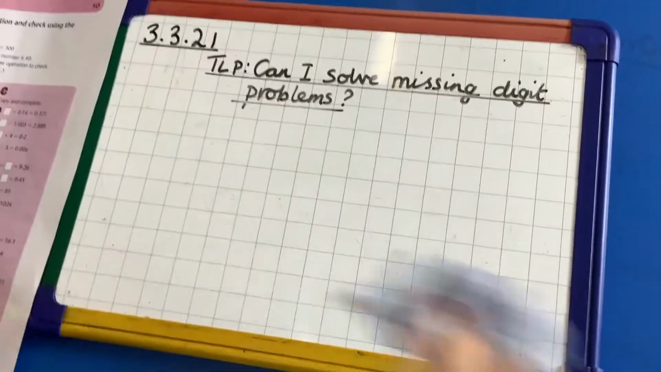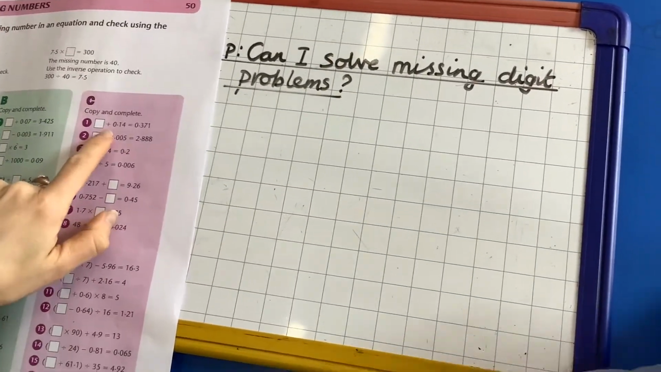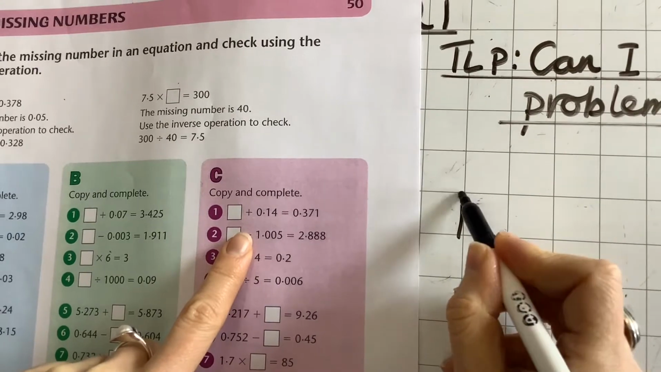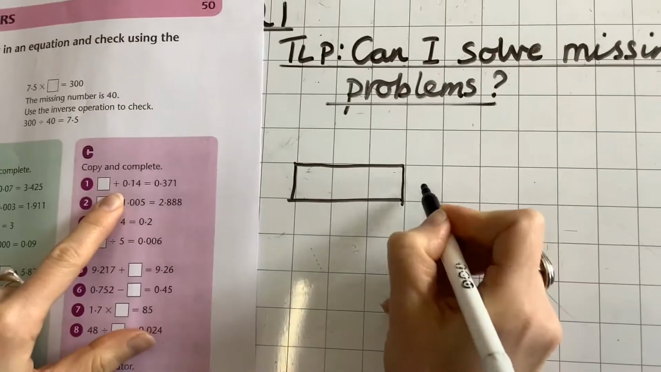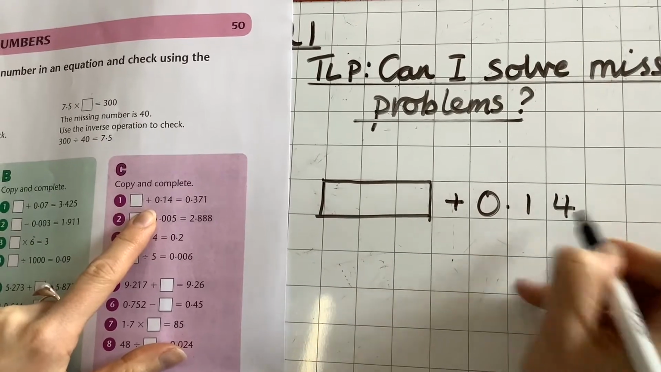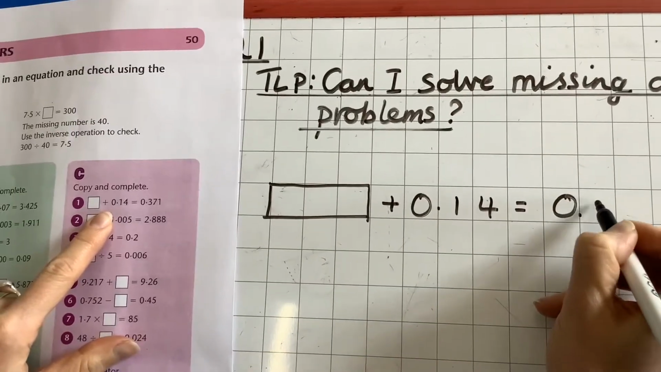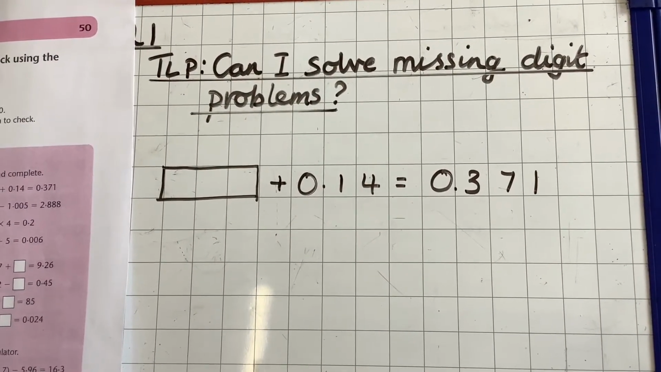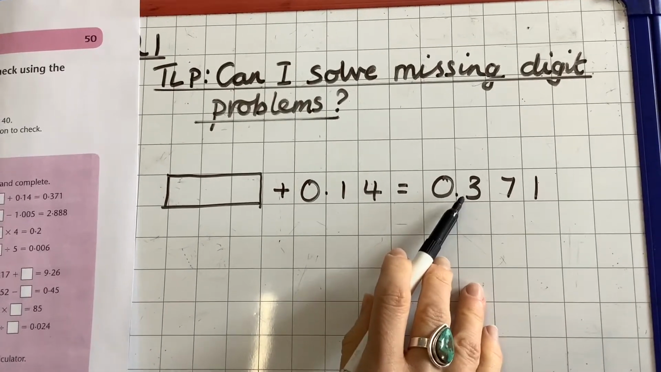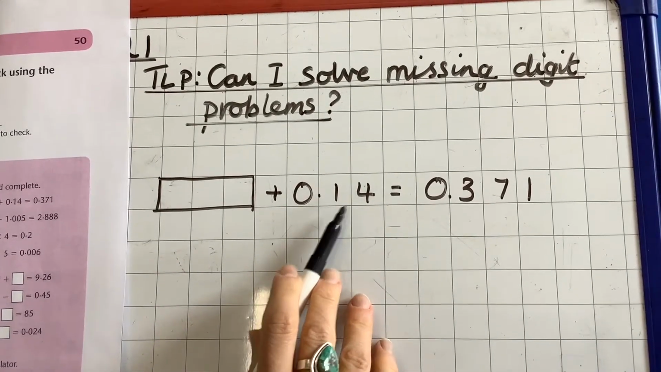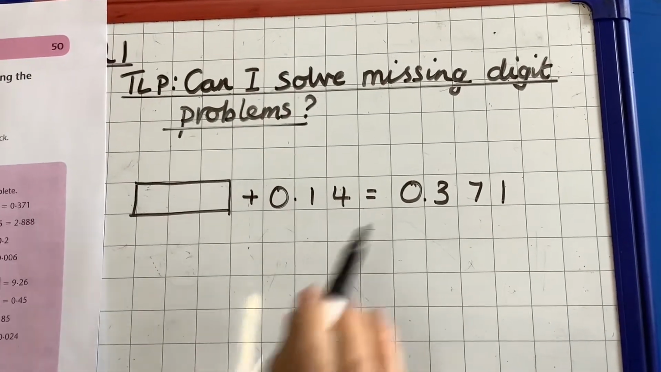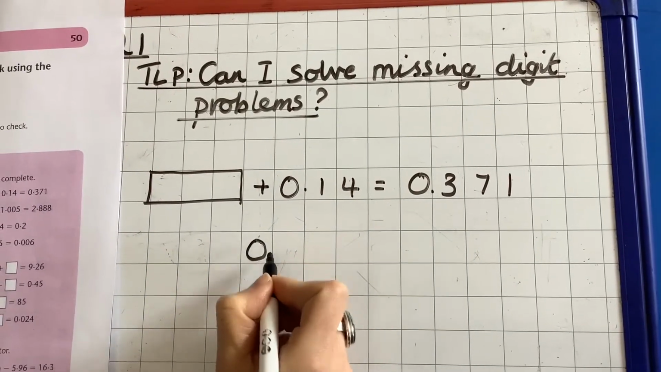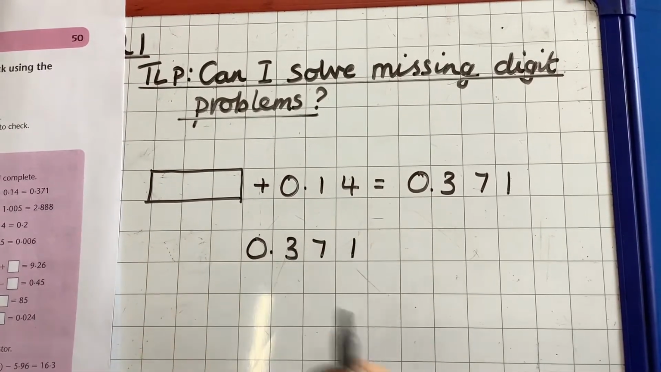Okay, let's have a look at something in C here. I can see one here that looks quite interesting. So I've got a missing digit here at the beginning of the calculation. Something plus 0.14 equals 0.371. The reason I've chosen this one is because you've got different amounts of digits after the decimal point. I've got a number here that's got 2 decimal places, a number here that's to 3 decimal places. So I need to be very, very careful when I'm lining this up, that I line up my decimal points.